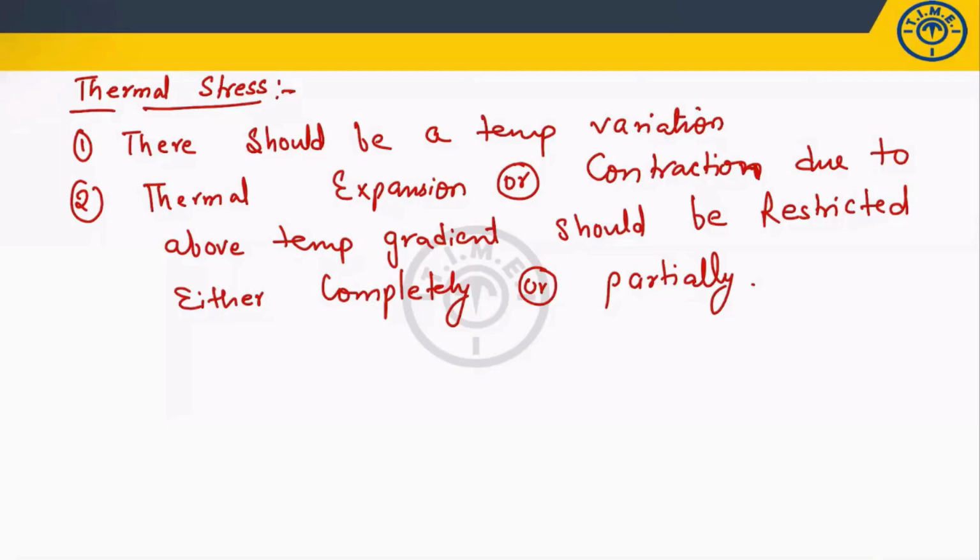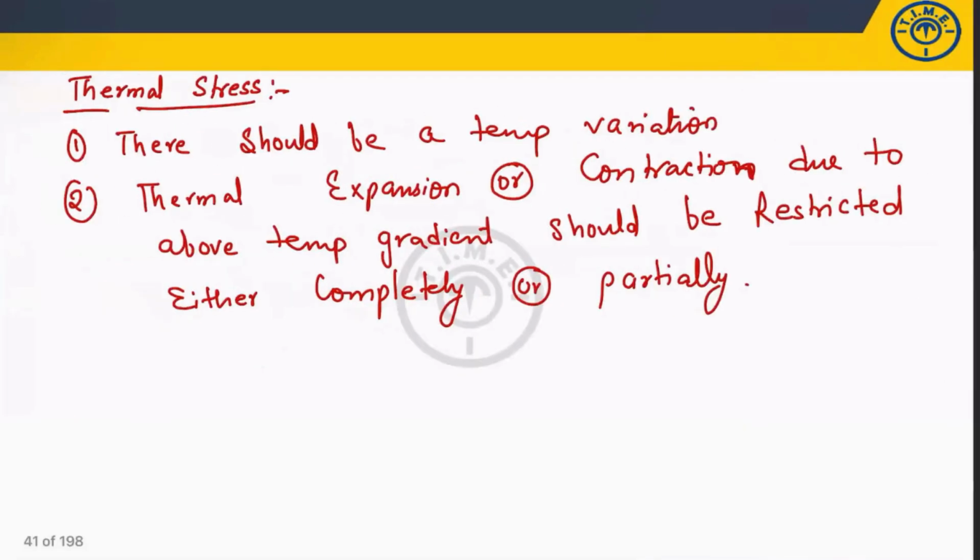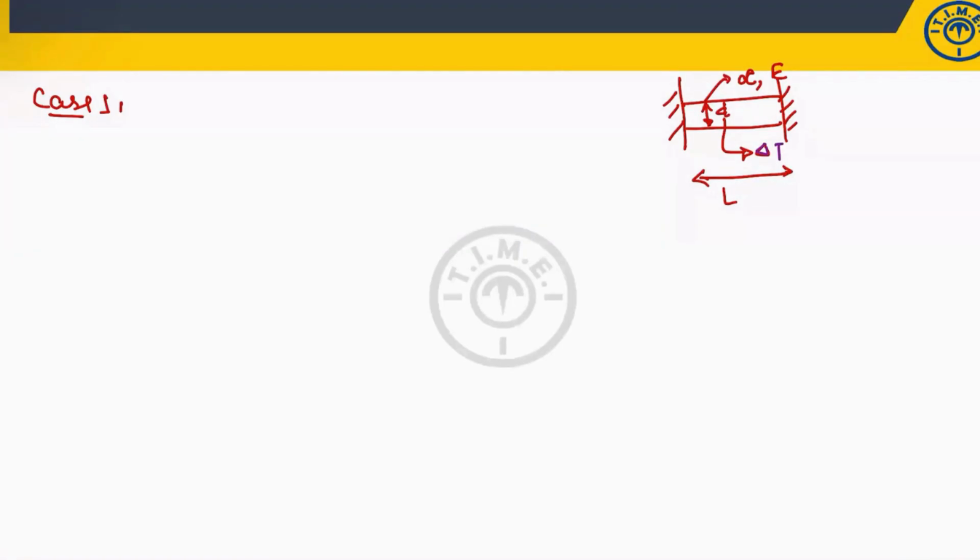The first case I'm going to discuss: let us suppose this is a rod completely restricted from both sides and you are increasing the temperature. Its coefficient of thermal expansion is alpha, Young's modulus is E, the diameter is D, and the initial length is L. Now I am increasing the temperature by delta T degrees centigrade. This rod will try to expand when there is no support, but because of the support, there will be some resisting force.